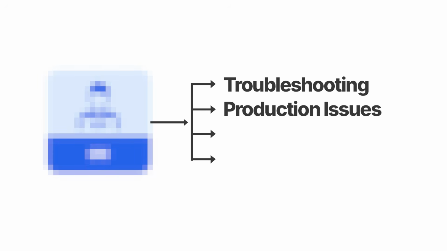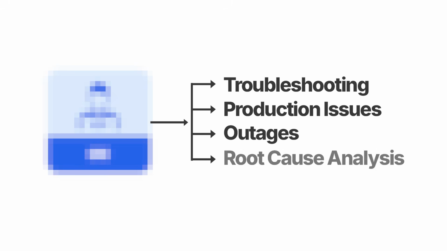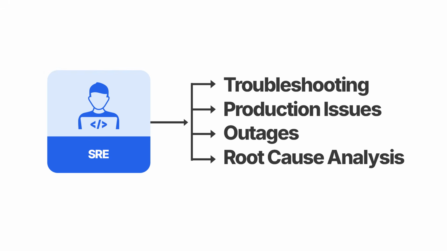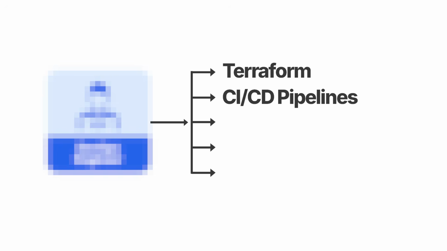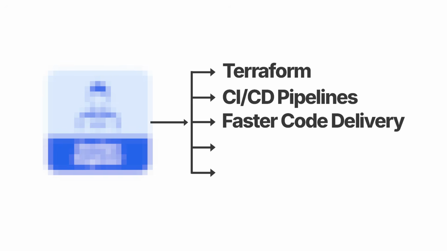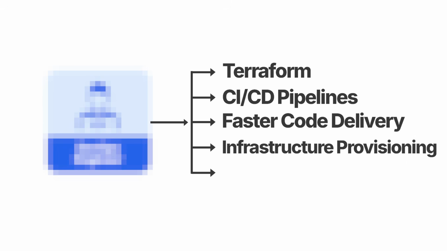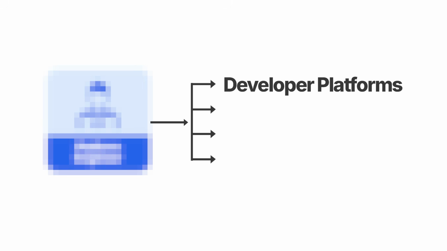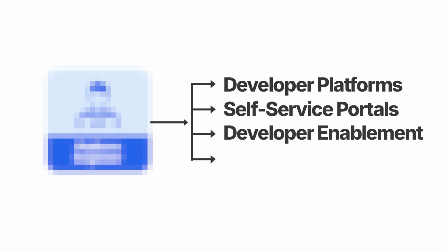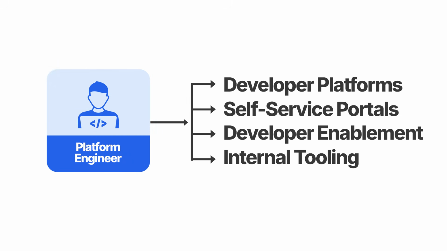So if you love troubleshooting production issues, outages, and root cause analysis, then SRE is the role for you. If you love provisioning infrastructure using Terraform or CI/CD pipelines, or delivering code faster to production, and yes, it also involves troubleshooting, then DevOps engineer is the role for you. If you love building platforms for developers, self-service portals, then platform engineer is the role for you.